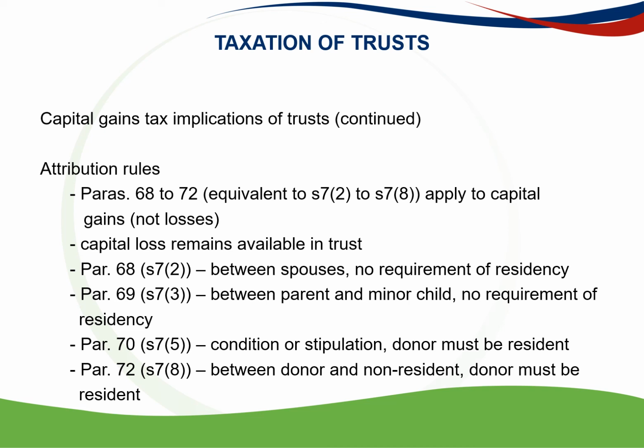And paragraph 70 deals with the condition or stipulation in a trust deed or so. Then here the donor must be a resident. And if there is such a condition and there was a capital distribution, then the donor will be taxed on it. And paragraph 72 is between the donor and a non-resident, and the donor must be resident. So if a capital gain gets distributed to a non-resident and there was a donor, then that donor will be taxed on that capital gain.